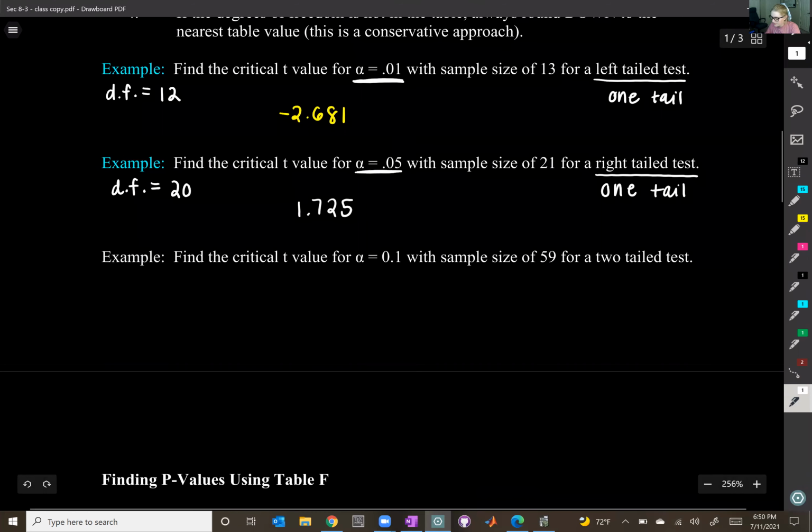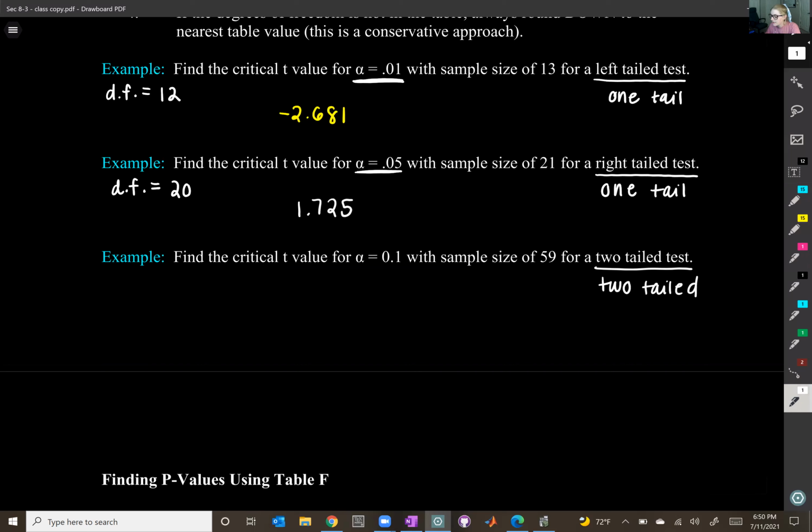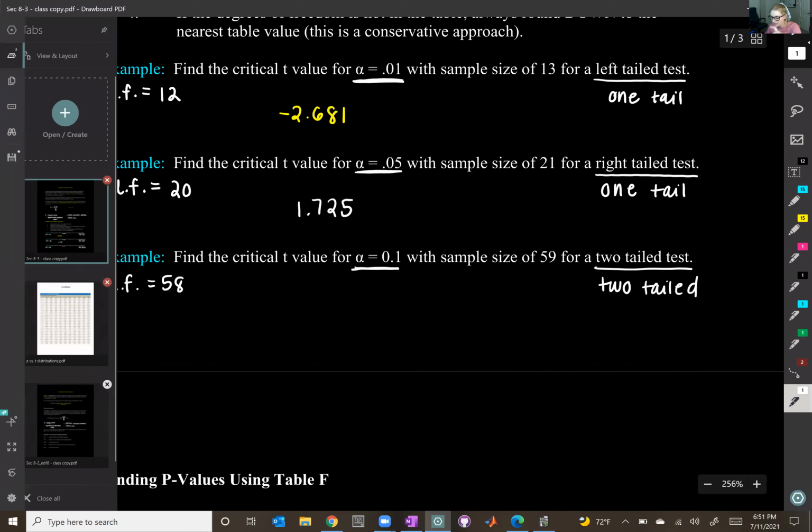Okay, the last example is a little different because we are dealing with a two-tailed test. So that's our first thing that we notice: this is 2. And the other big difference is the sample size is quite a bit larger. The sample size is 59, which means our degrees of freedom will be 58. That's quite a bit larger than what we were used to before. And then we have an alpha level of 0.01. So let's go use our chart one more time.